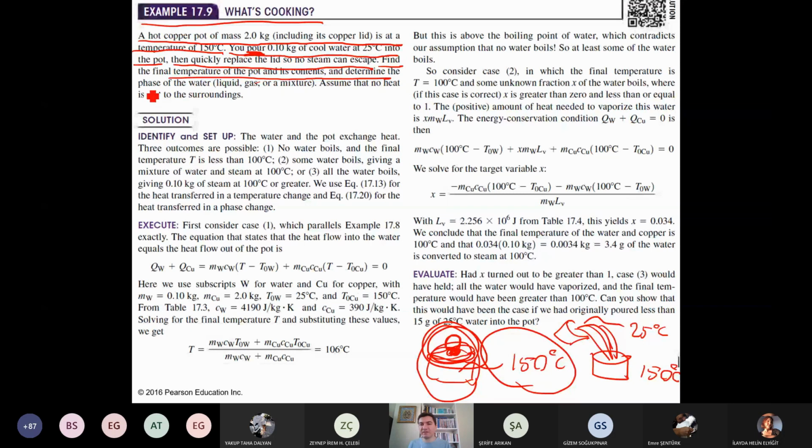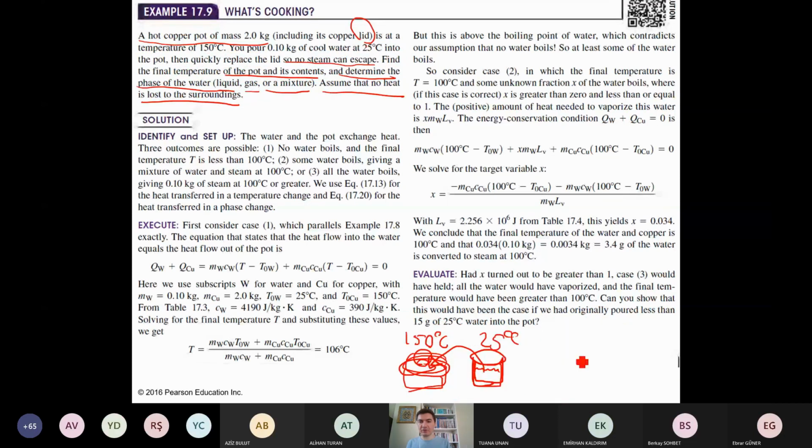Again, you consider that this system is isolated from the surrounding, from the environment, okay? So what is the question? What is the final temperature of the system? And also, what is the final phase of the water? This is the question. And we have three possible conditions.